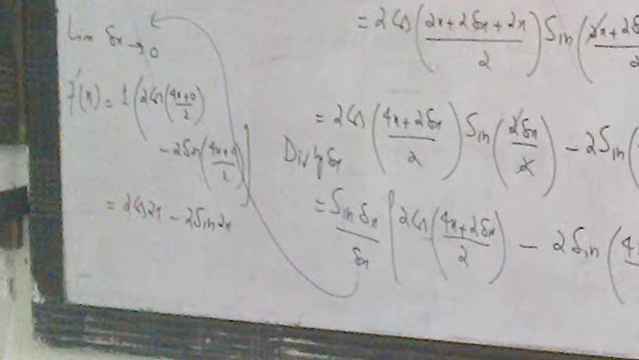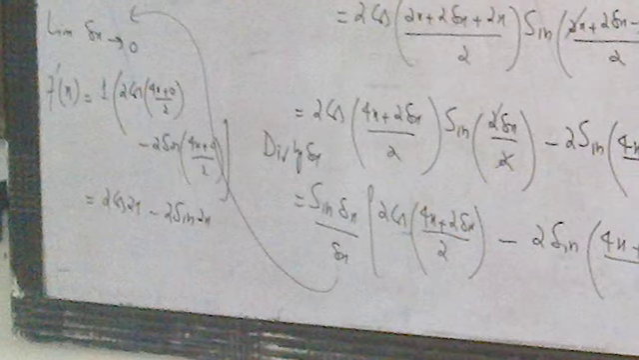Now we have sin delta x over delta x equal to 1, and we put the limit inside the angle of cos and sine, and its final answer is 2 cos 2x minus 2 sin 2x.